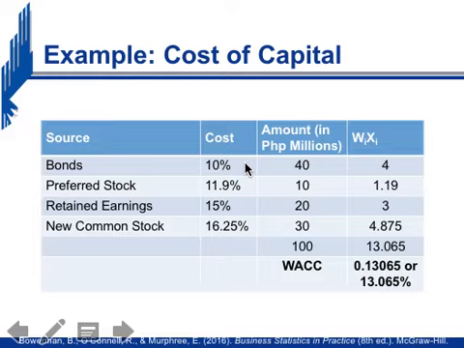So for the first row for bonds, that's 10% times 40 or 4. Next, 11.9% times 10 will give us 1.19. Doing that for the two other rows, you will get 3 and 4.875. And computing for the sum of all these four values, we have 13.065. So that's the sum of all the values of W sub I times X sub I.